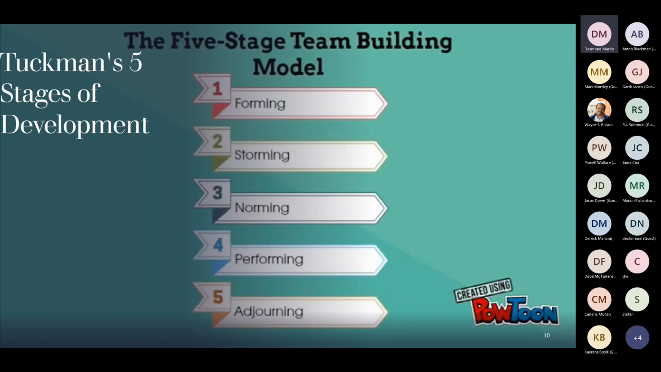To recap, the five-stage team-building model includes forming, storming, norming, performing, and sometimes adjourning. Successfully navigating these stages can result in high-performance teams that are united in meeting their goals.